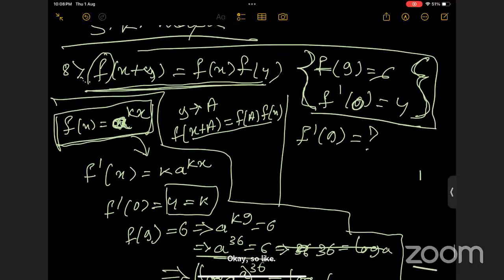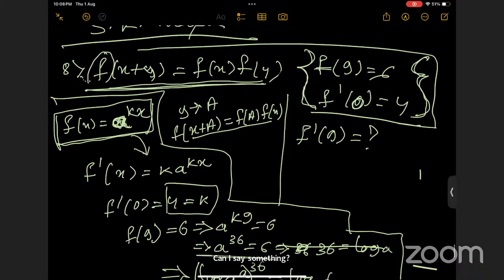Ma'am, can I say something? Yes. I have studied this also in my school, and we assumed f(x) is equal to a to the power kx in general. I don't know if it is correct or not. We can assume that if we have only this condition. But we have the initial condition also. And here we can see that this example is not satisfying the initial condition, right? So in this case, we cannot take this as an example. And it is given that x and y are independent variables. Okay.